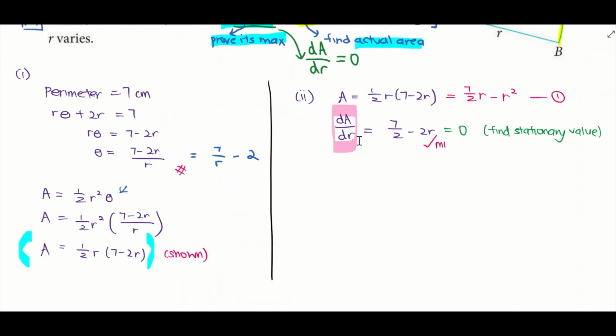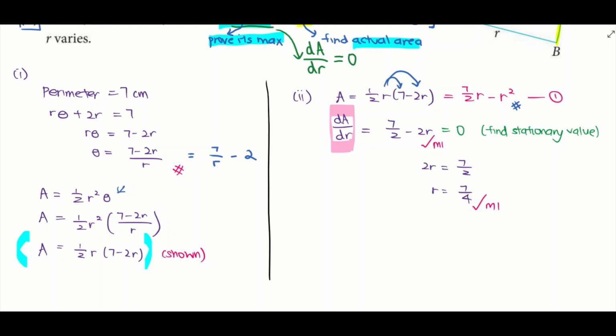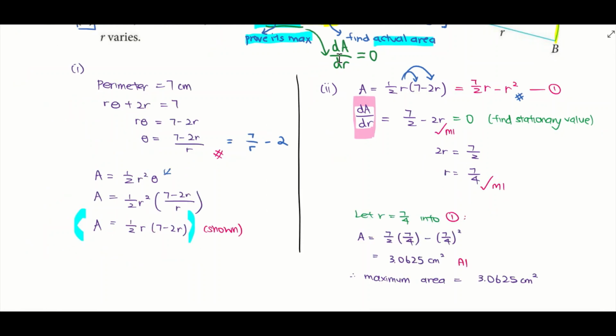Okay, you see what I do? I will first simplify my A. You don't have to use product rule because after you expand, now it's easier to differentiate. I can just use the power rule. And later, I will equate dA over dr equals to 0 to find the stationary value. So after you equate the first derivative to 0, you will find value of r. My value of r is 7 over 4. After you find r, you will sub it back into the equation of A, you find maximum area.